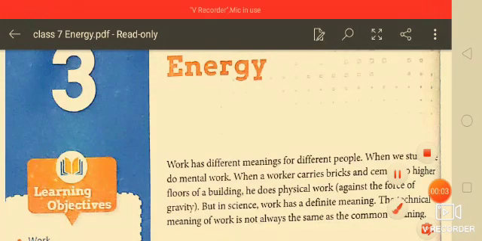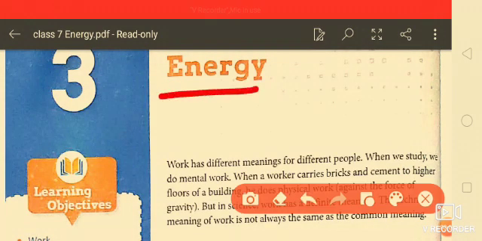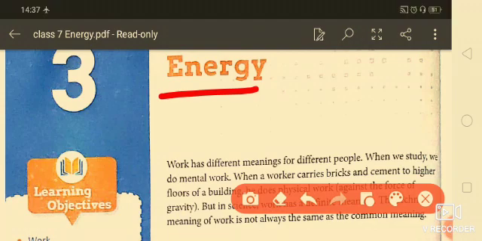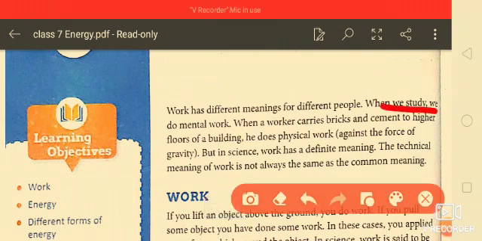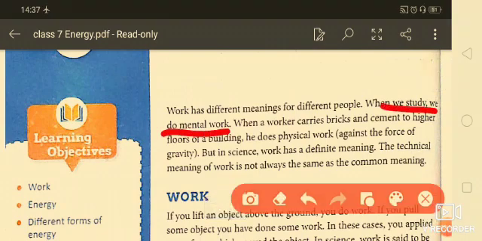Welcome to the class. Students, today we are here to start a new chapter. The name of that chapter is Energy. You know that work has different meaning for different people. Like when we study, we do mental work, and when a worker carries bricks and cement to higher floors on buildings, he does physical work, and this work is against the force of gravity.